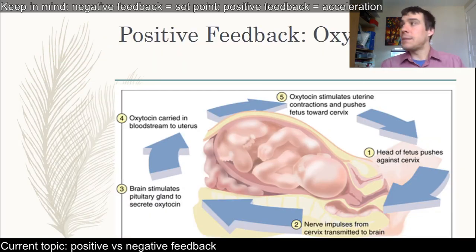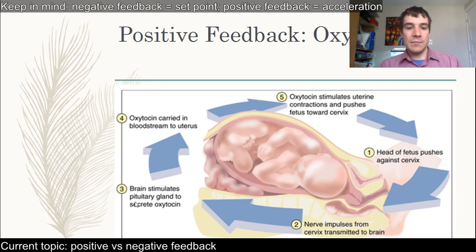There are examples of feedback loops that do good things. So for example, here is a baby in the womb, and the baby's big enough to get born. When the baby's head bumps up against the cervix, which has nerves in it, it sends the nerve signal up to the brain.